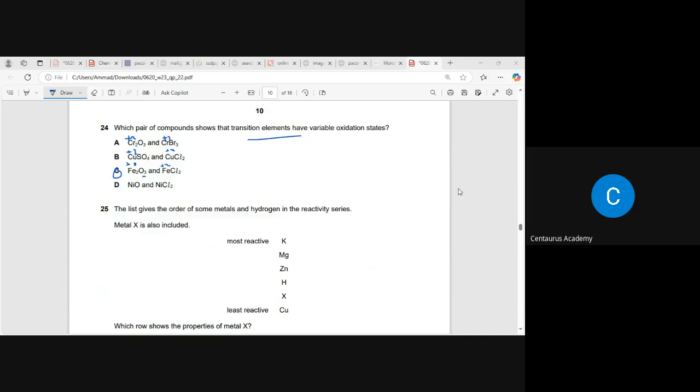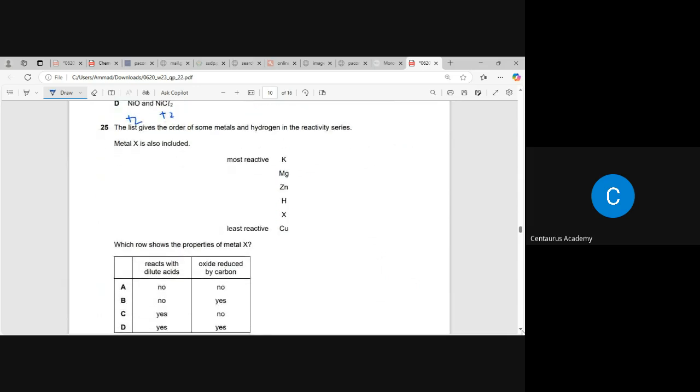Yes, if you find out D, it's again +2 here, and nickel is again +2 here. So both of them have the same oxidation states. Variable oxidation states are only +3 and +2, which is option C. So C is the right answer.